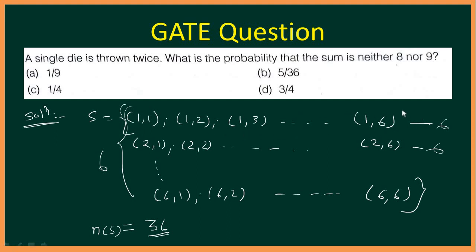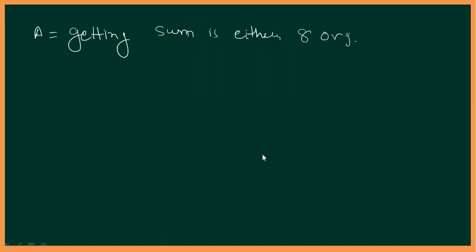Okay, and we cannot get sum is 8 or 9. In this we can get, where the first we will get 2 in the first time and a 6 in the second time, then we will get sum is equal to 8. Similarly, so let's write the events where the sum will be either 8 or 9.